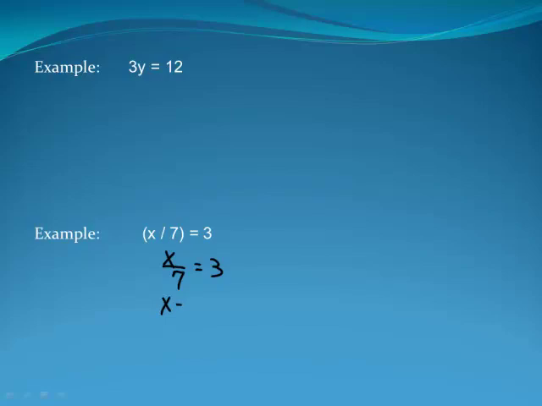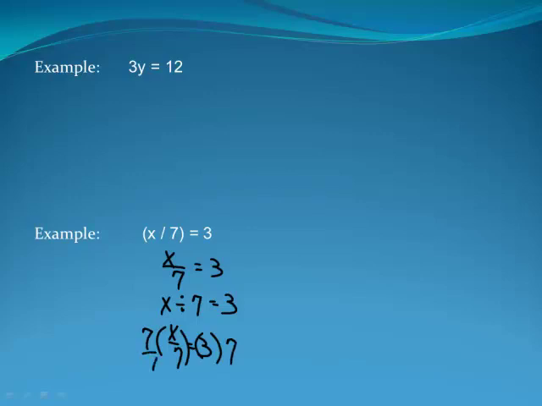You also could rewrite this, if you really wanted to, as x divided by 7 equals 3, although we rarely see it like that. What we want to do now is to use an opposite operation to get rid of the division by 7. Okay? Division by 7 can be removed by not dividing but multiplying both sides by 7. Opposite of division is multiplication.